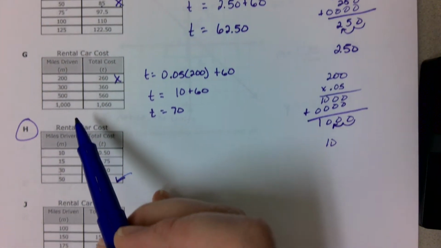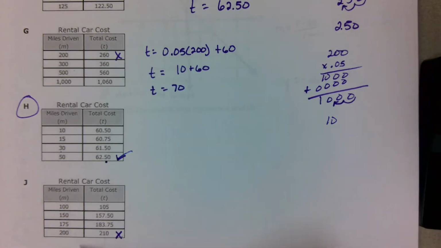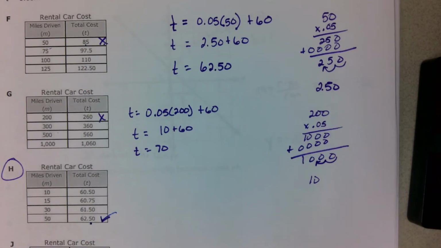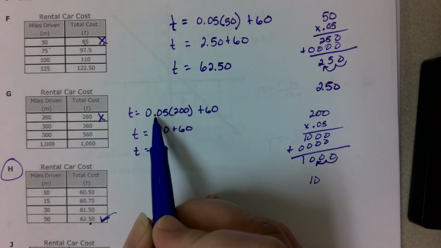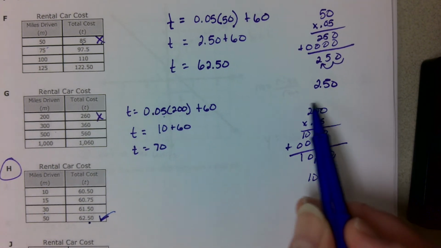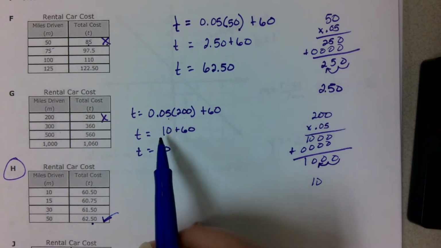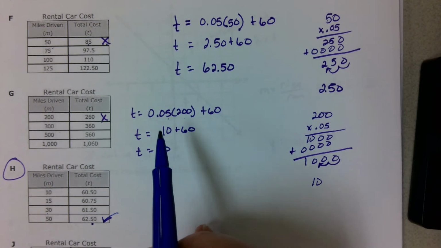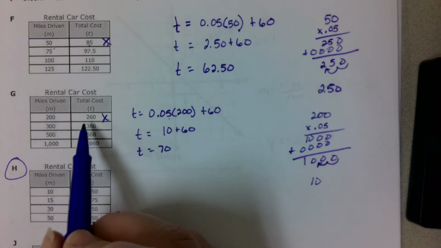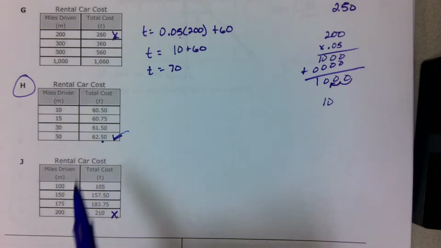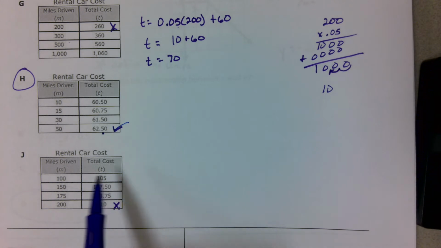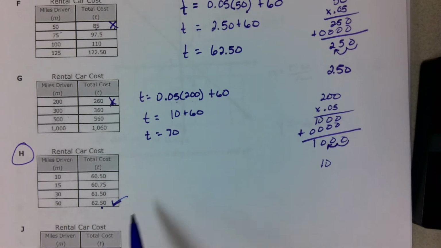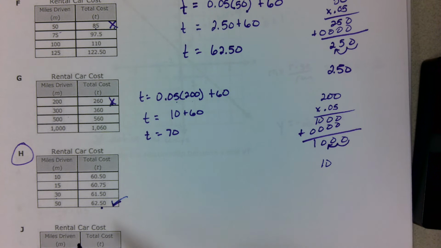Then I wanted to look at a number that was in both G and J, and 200 is in both G and J. So I substituted 200 in for my M, and I found that 5/100 times 200, I did that right here, is 10. So 10 plus 60 is 70. So 200 miles is going to cost $70, so that one's not correct. And then down here, 200 miles is only going to cost $70, not 210. So J is not right. So H is the correct one.